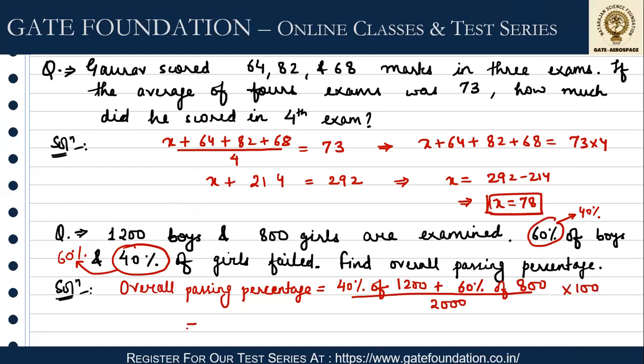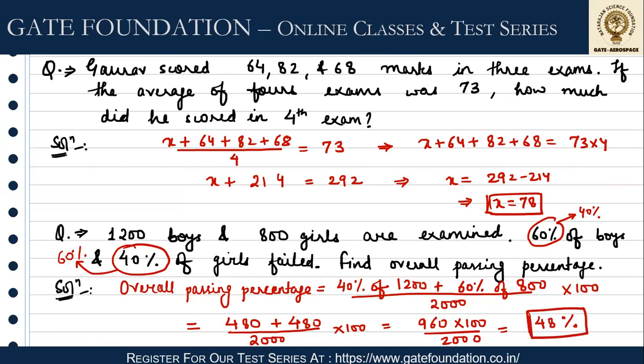I'll get the percentage. So 40% of 1200 is 4 by 10, 2 by 5. You can simply do this. It will become 480, plus 60% of 800, again 480, divided by 2000 into 100. This becomes 960 into 100 divided by 2000. If you cancel out 0, you will simply get 96 by 2, that is 48. So your final answer will be 48%.